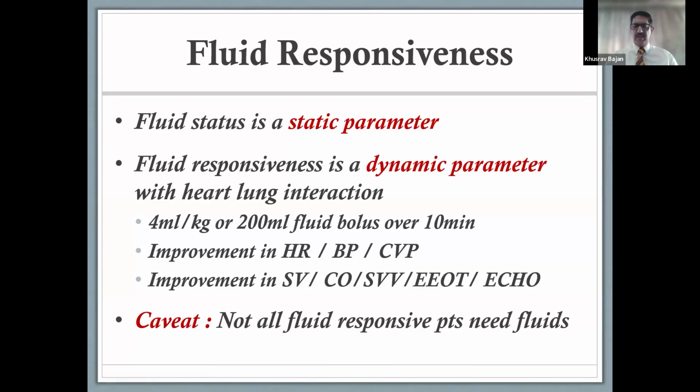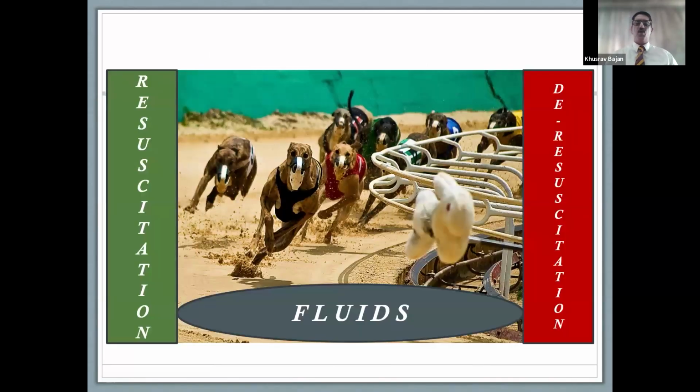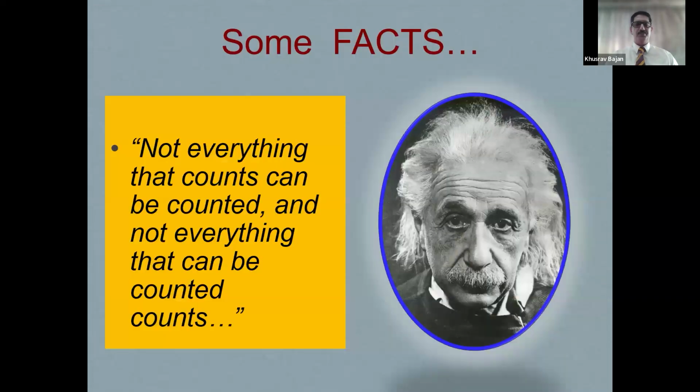So there are so many permutations and combinations we need to keep in mind. There is always a fight between giving the fluids and resuscitating the patient. So as ER physicians, we always talk about resuscitation all the way through. But then comes a time when we may have overloaded and we might want to now de-resuscitate these patients. So there is again more confusion on this issue.